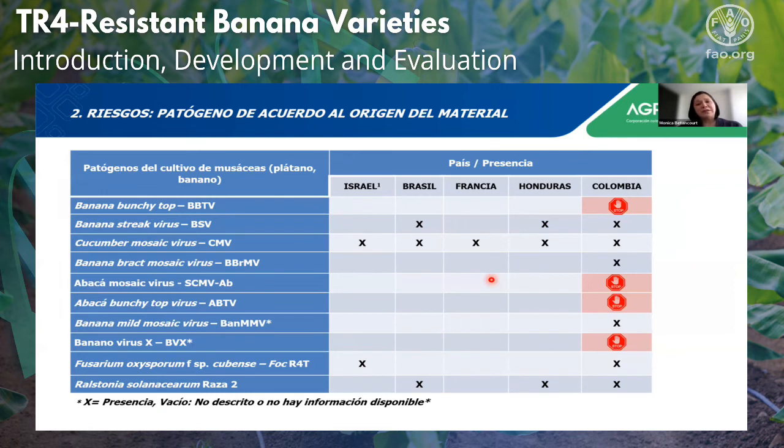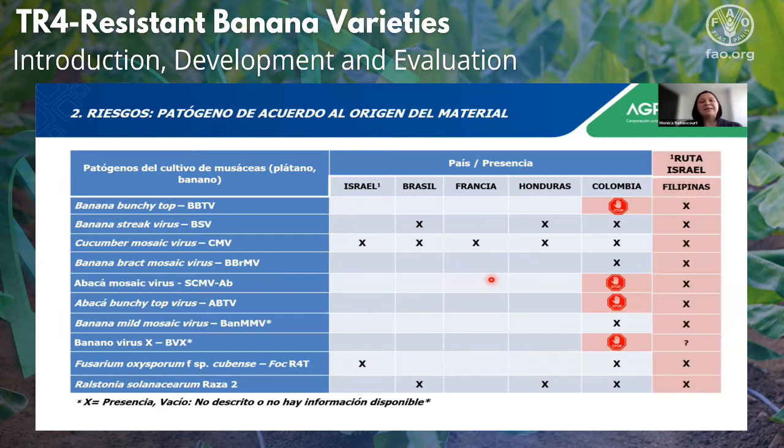Analizamos entonces las procedencias de los materiales que queríamos traer. Teníamos 4 procedencias: Israel, Brasil, Francia y Honduras. Se me olvidó comentar que de Honduras también tenemos un acuerdo con DOL para entrar unos materiales de 2.18. Analizamos entonces qué patógenos estaban presentes en Colombia y cuáles no respecto a los países de procedencia.